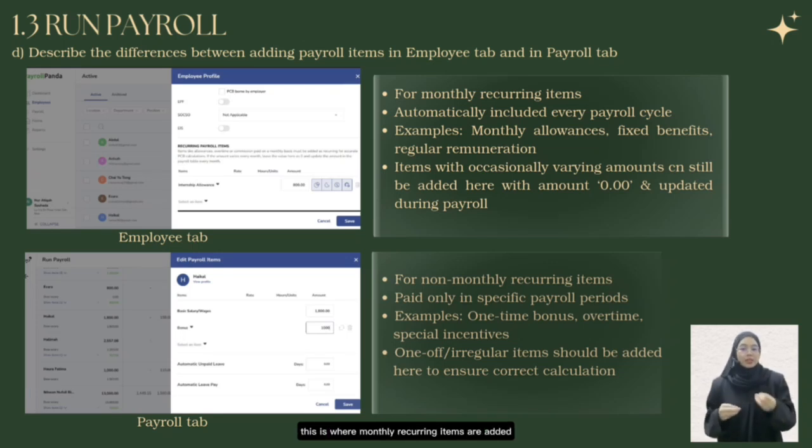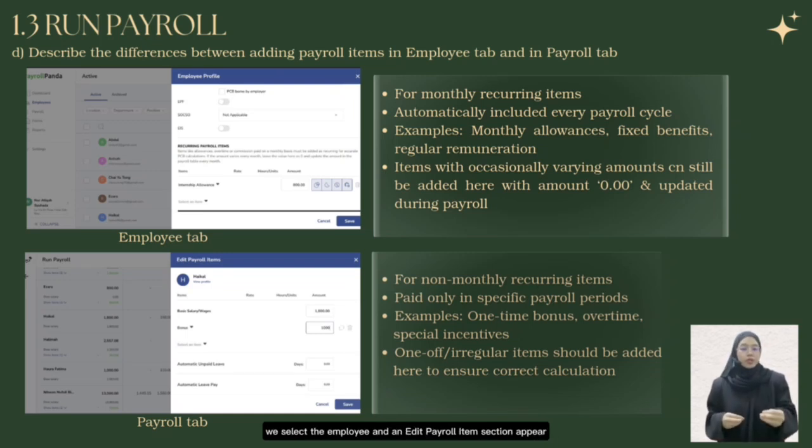This is where monthly recurring items are added. These items are automatically included in every payroll cycle. Examples include monthly allowances, fixed benefits, and regular remuneration. Even if an item's amount occasionally varies, it can still be added here with the amount set to 0 and updated during payroll processing. For example, we can add an internship allowance for an intern with a fixed amount of 800 ringgit.